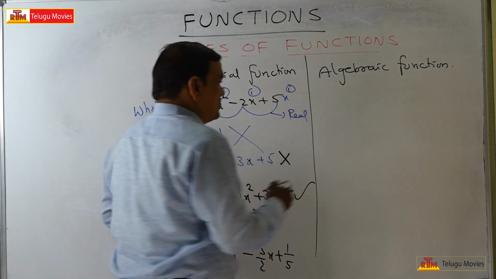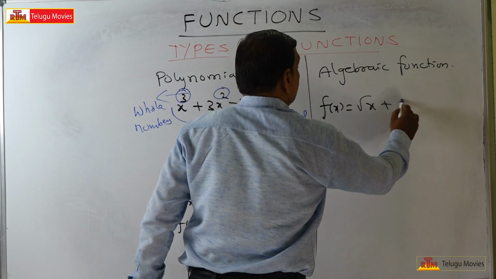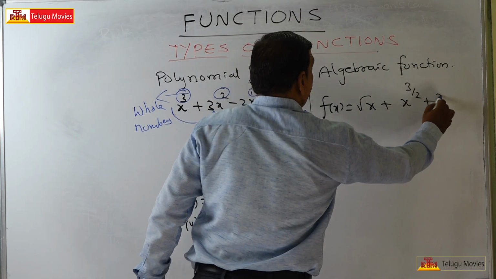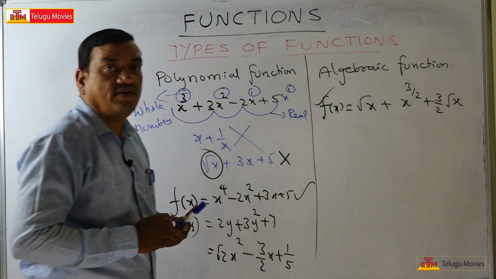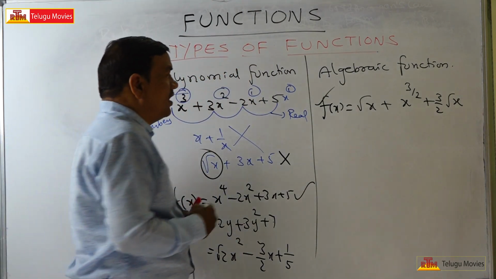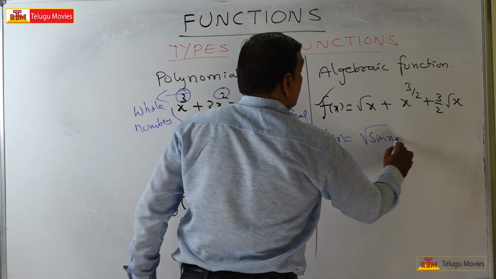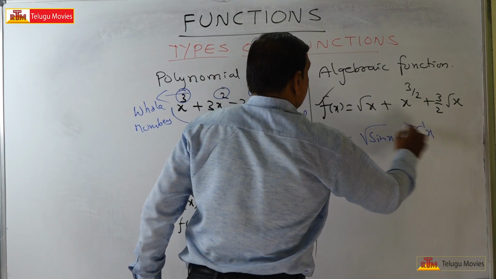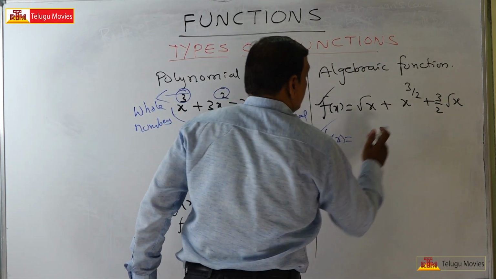So algebraic function means all functions will come. That is, f of x equal to root x plus x power 3 by 2 minus 3 by 2 root x. This is an algebraic function. And f of x is equal to root of sin x plus sin inverse of x. This is not an algebraic function.